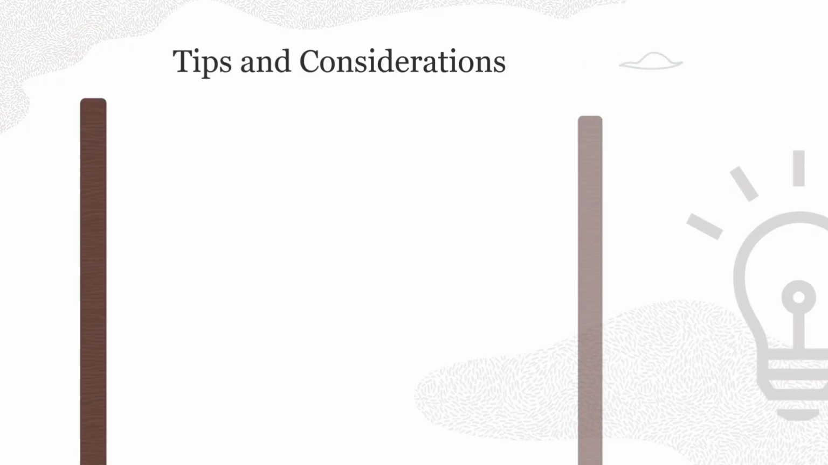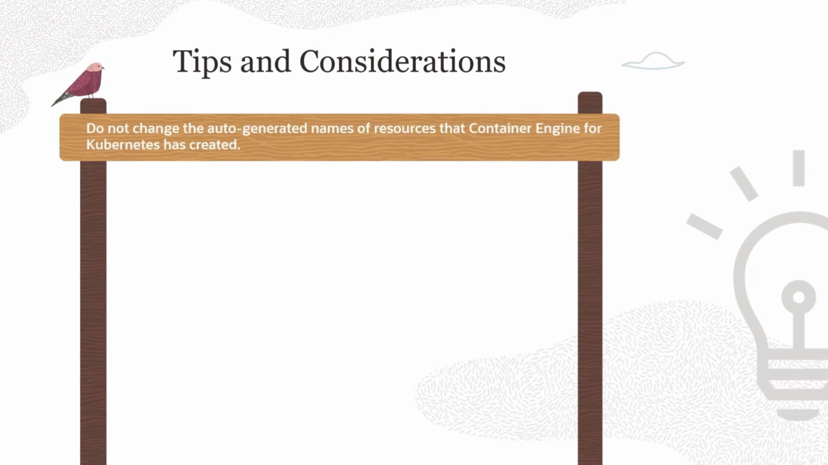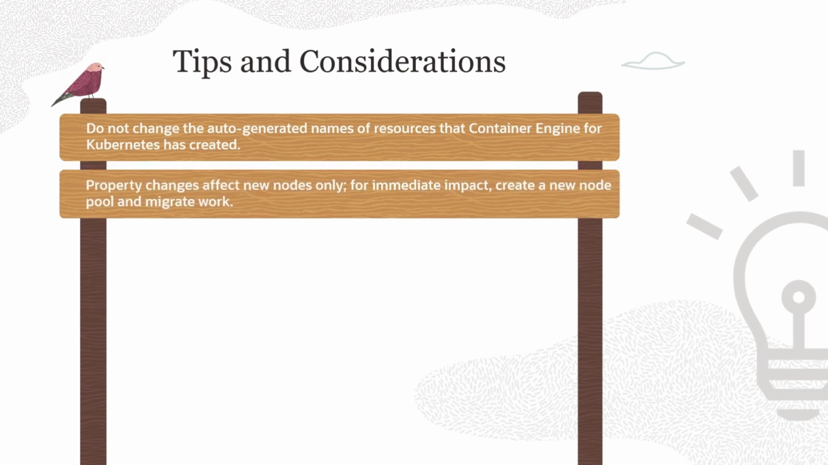As we navigate the intricacies of modifying node pool and worker node properties, keep these tips in mind. You should preserve system integrity by refraining from altering auto-generated names provided by Container Engine for Kubernetes. It's crucial to note that any modification in properties will impact new nodes exclusively. For immediate results, create a new node pool and migrate your work.